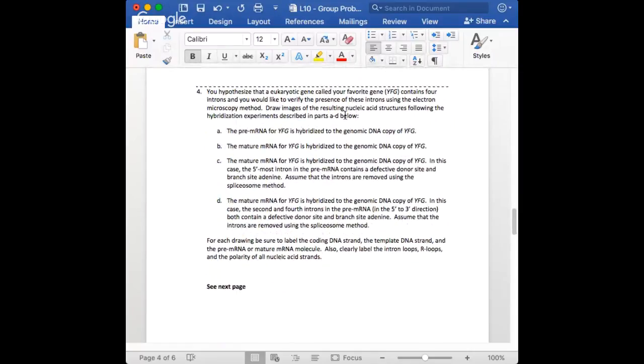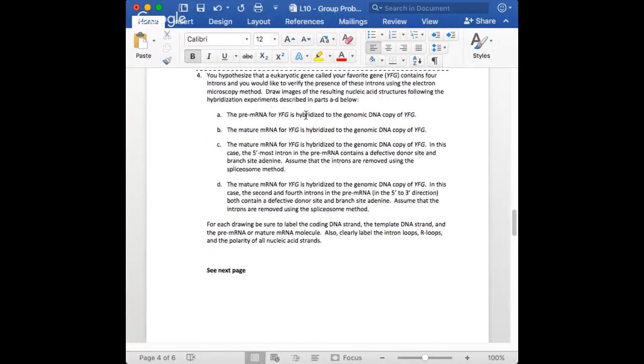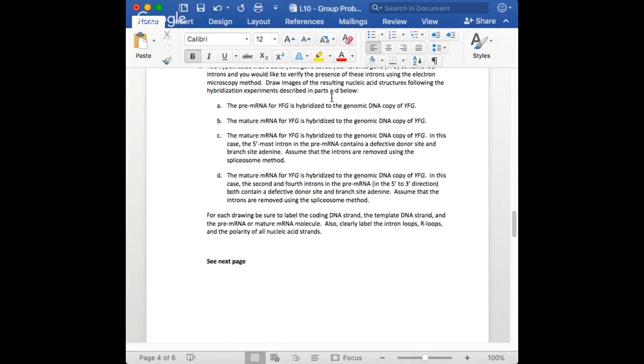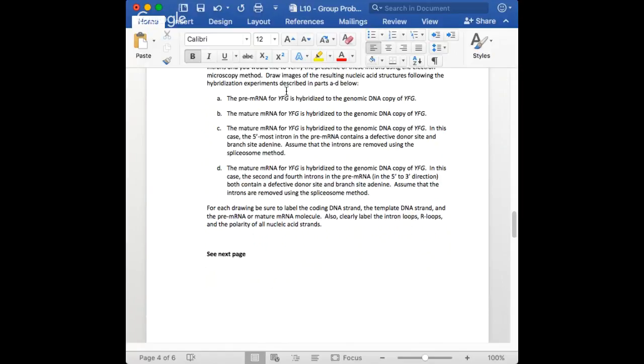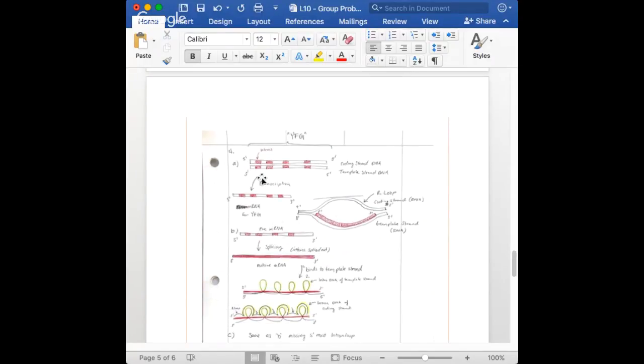Okay, so number 4 is saying that we hypothesize that a certain gene called our favorite gene contains 4 introns, and you would like to verify the presence of these introns using the electron microscopy method. So it says draw images of the resulting nucleic acid structures following the hybridization experiments described in the parts below. So A is saying the pre-mRNA for YFG is hybridized to the genomic DNA copy of YFG here. I think I accidentally wrote out a couple of steps that I didn't need to, and a couple of things I wasn't asked.